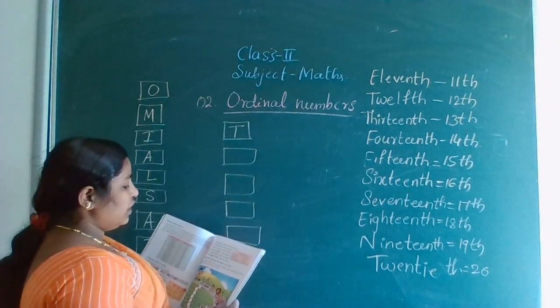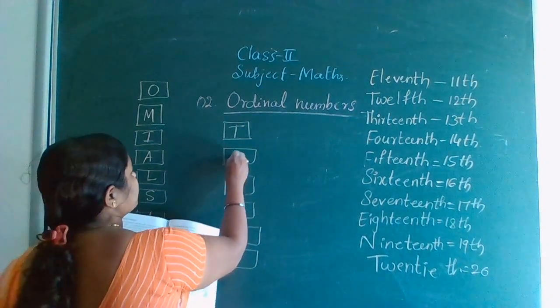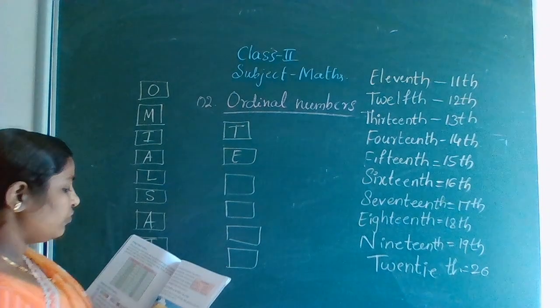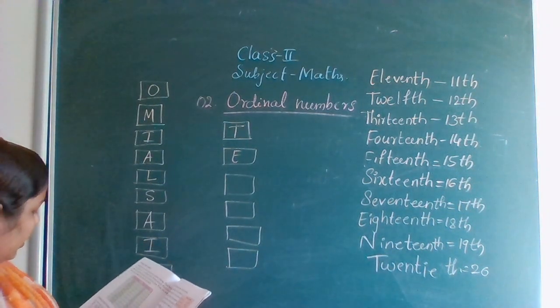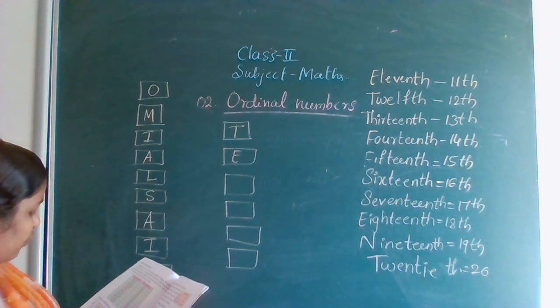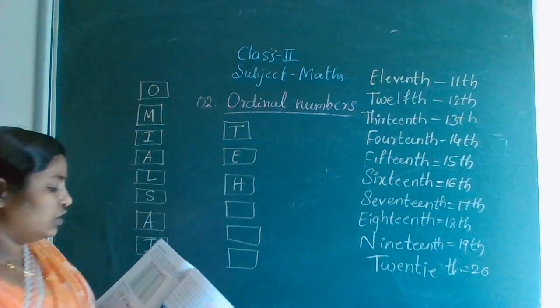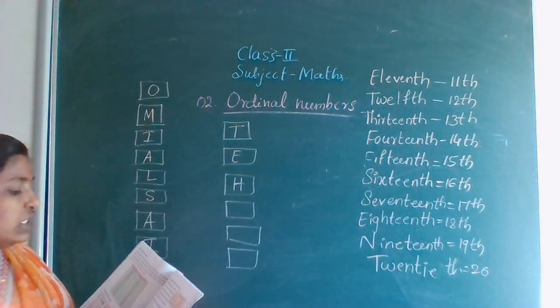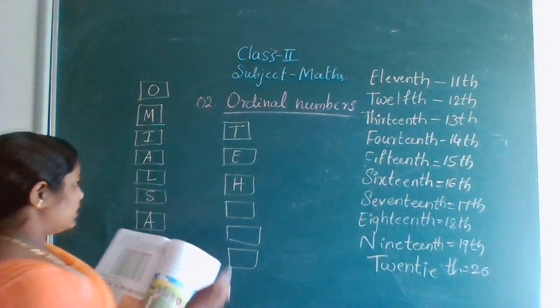Dash is the 5th letter of the sentence. First, second, third, fourth, 5th. That is E. Dash is the 9th letter of the sentence. Again read it. First, second, third, fourth, 5th, 6th, 7th, 8th, 9th. That is H. Dash is the 6th letter of the sentence. First, second, third, fourth, 5th, 6th.